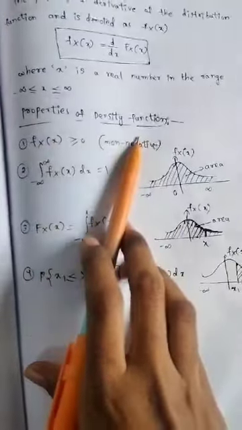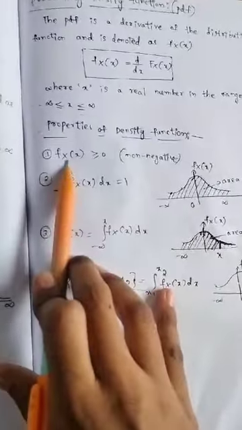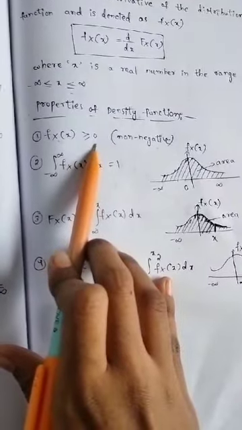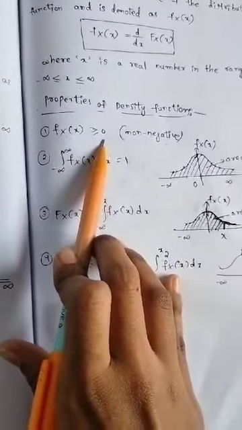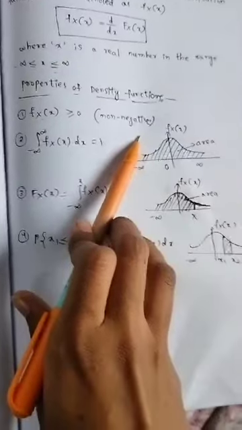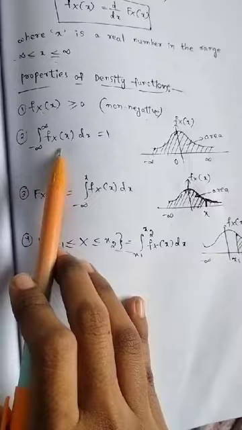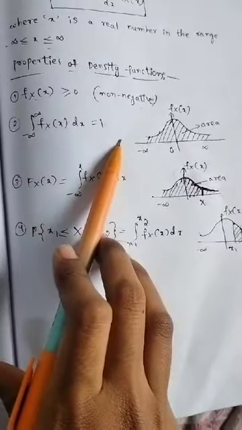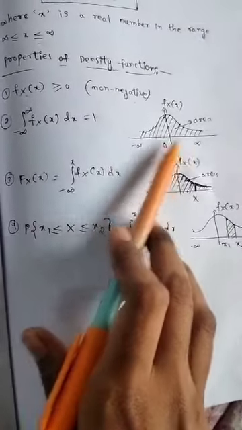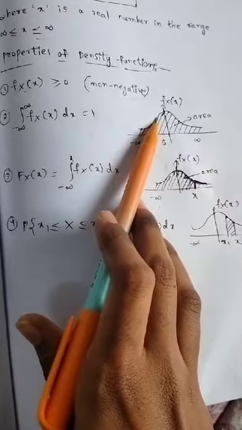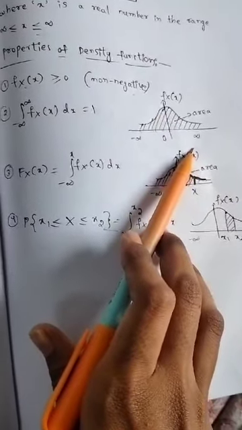The properties of PDF. First one is small fx of x is greater than or equal to 0. It means the PDF is a non-negative function. The second one is the integral from minus infinity to infinity of small fx of x dx equal to 1. That is the area under the graph from minus infinity to infinity, which is unity.